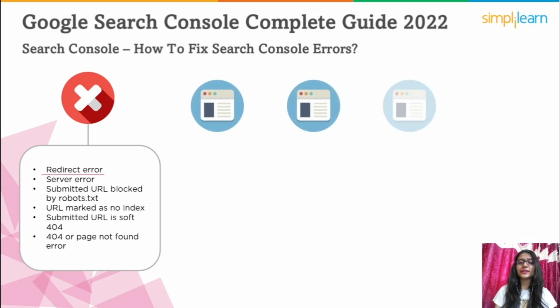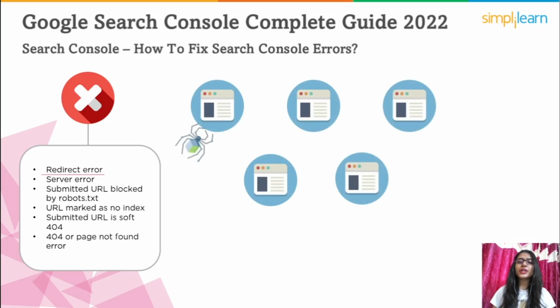Some redirect errors that Search Console shows are: redirect chain that was too long, redirect loop, redirect URL that exceeds maximum URL length, and bad or empty URL in the redirect chain. All these errors mean that the redirections are not working properly, so there is a need to fix them. For example, you may have added too many redirects from one page to another.